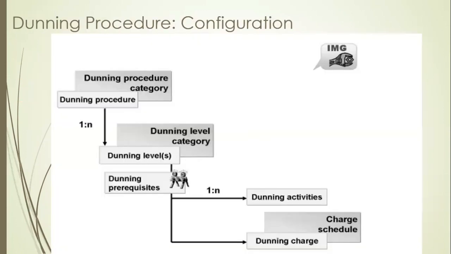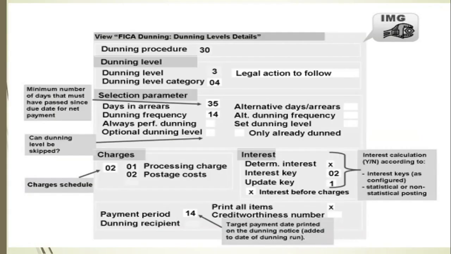So when you execute, first the dunning procedure category is mentioned, which is at the contract account level. Based on the procedure we are processing, the dunning execution happens where we define the prerequisites of that person, the parameters of that person, given at the dunning execution. From there, we identify the dunning activities, and then based on the schedule, we apply the charges on the dunning. This is the FICA dunning level details, where we are applying the dunning levels. Based on this configuration, everything will get executed.